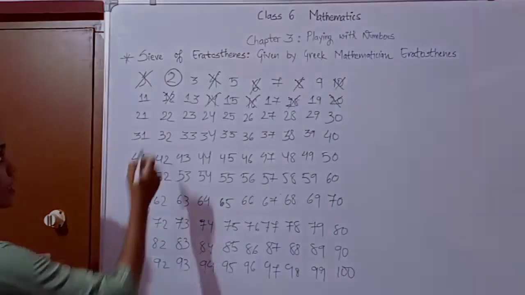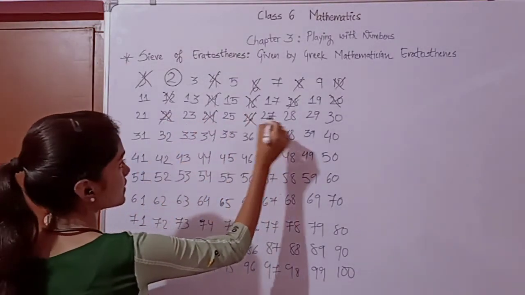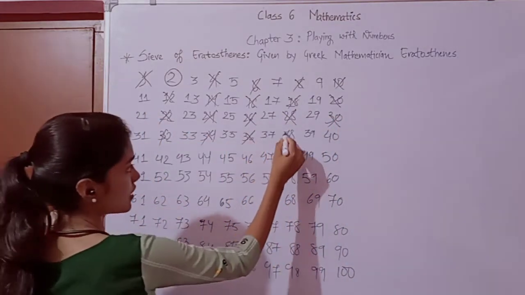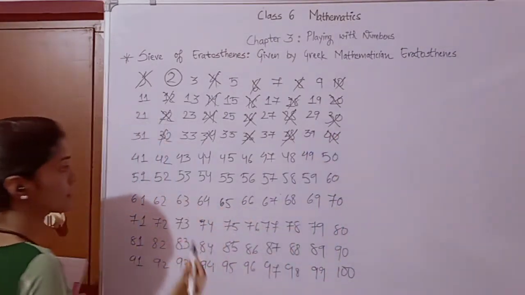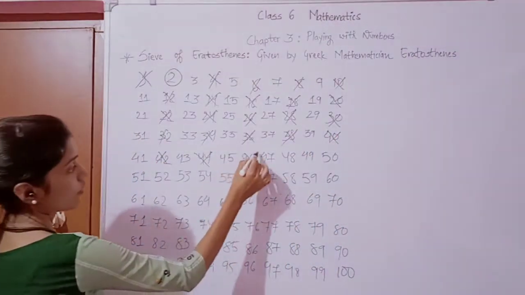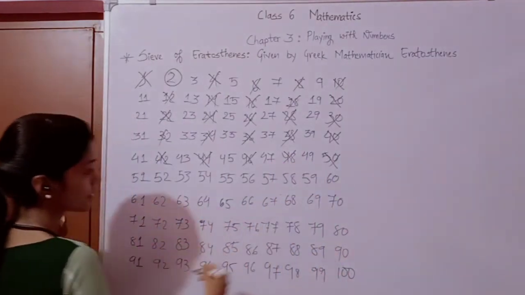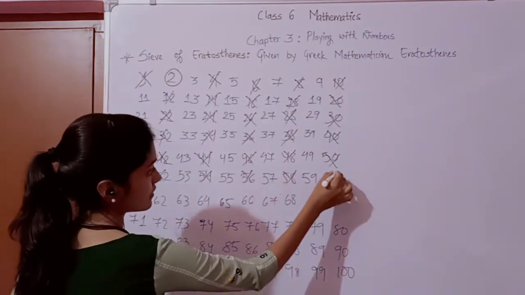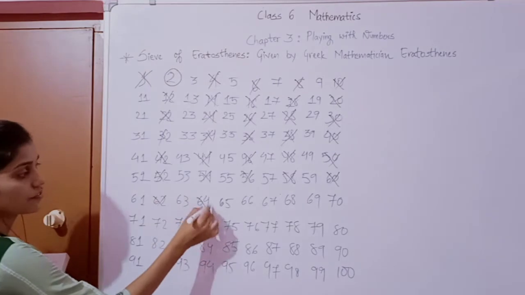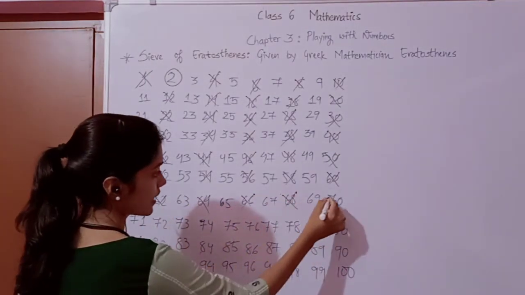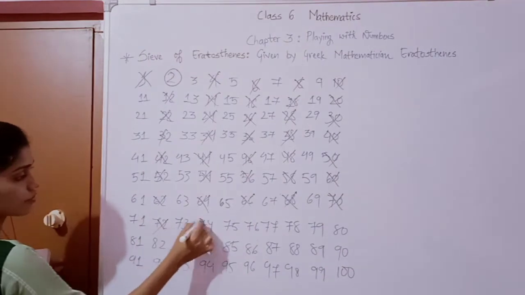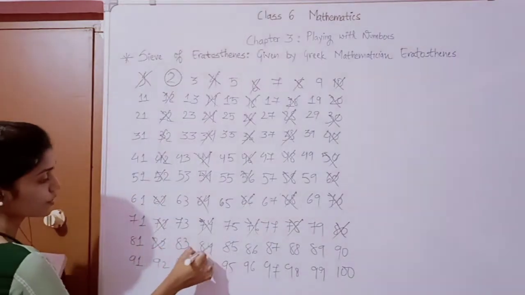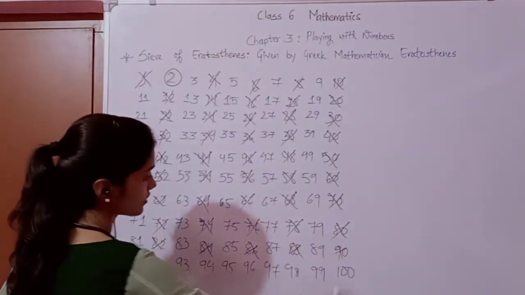Multiples of 2? Yes, we know 22, that is 24, then 26, 28, 30, 32, 34, then 36, then 38, then 40, 42, 44, 46, 48, then 50, 52, 54, 56, 58, 60, 62, 64, 66, 68, then 70, 72, 74, 76, 78, 80, 82, 84, 86, 88, 90.